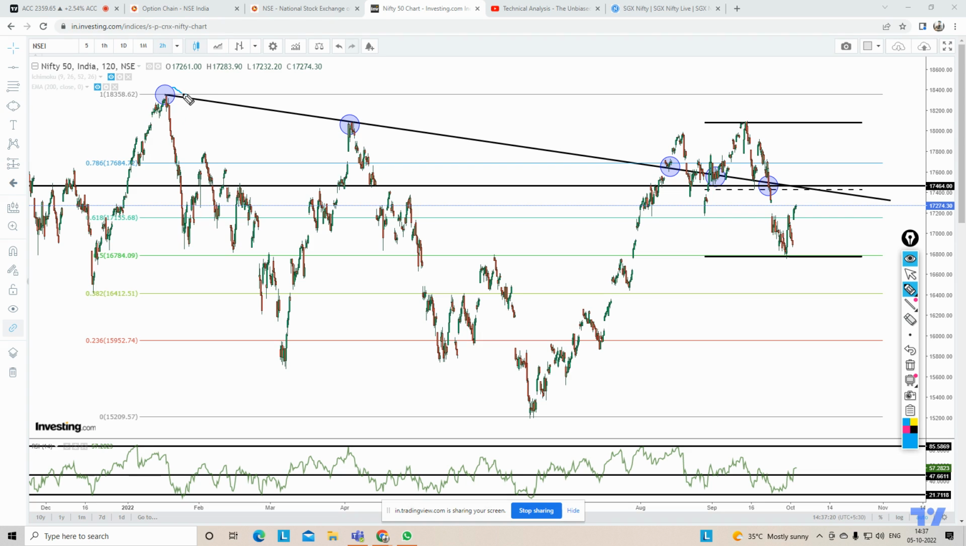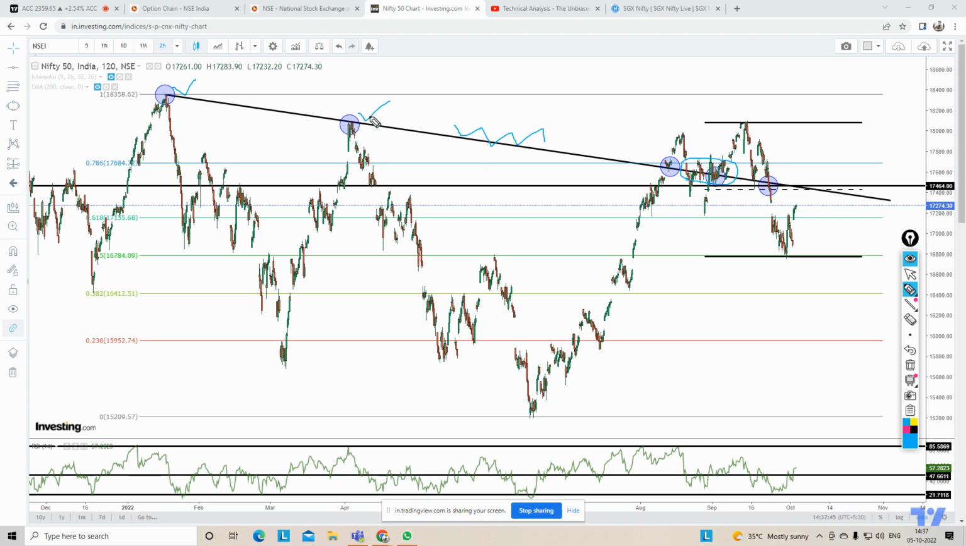Nifty made a top over here and then it went down, and then again it took a resistance over here, and again it came down. Then Nifty finally gave a breakout of this resistance trend line, right? Simple. It retraced a little bit, again it took a pullback, and it consolidated over here, right?